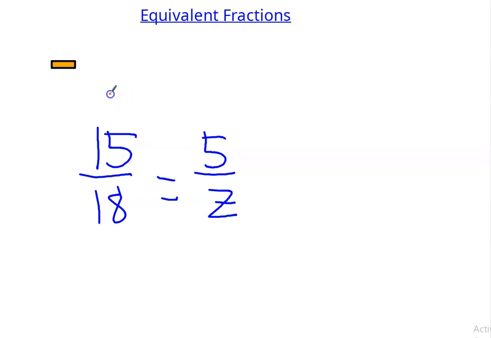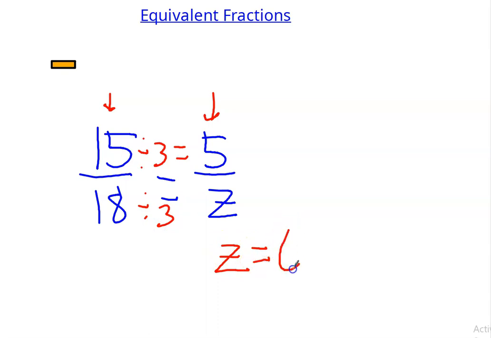So again, I have 2 terms here. I have 15 and I have 5. I have smaller, so I actually divided. 15 divided by 3 equals 5, and 18 divided by 3 equals 6. So z equals 6.